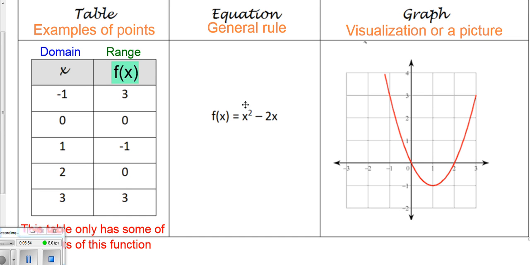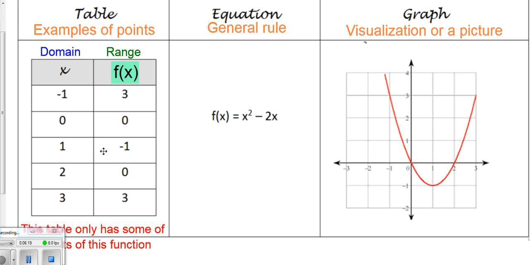So this might be a more general statement: any of our x values that you want to plug in, f of x in the end is what will come out of it. That will be your range value. This is more just a way to say it generally. This is an example of just some points. A graph then is a visualization or a picture of what it's supposed to look like.